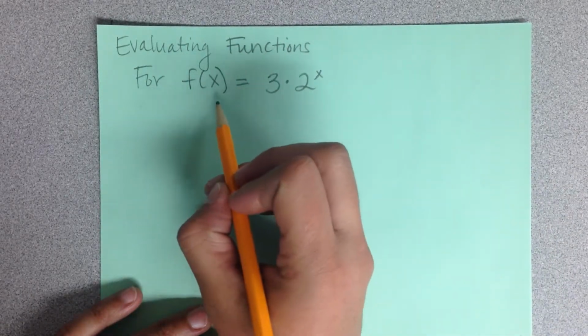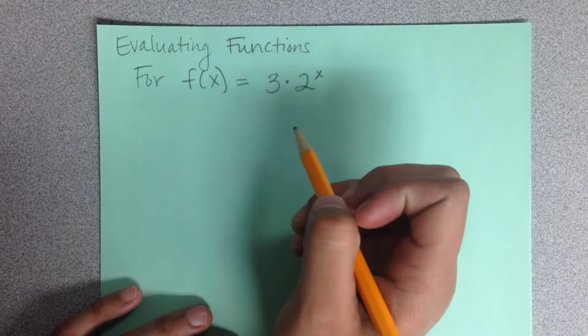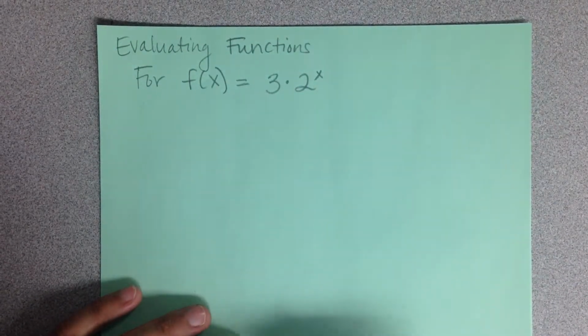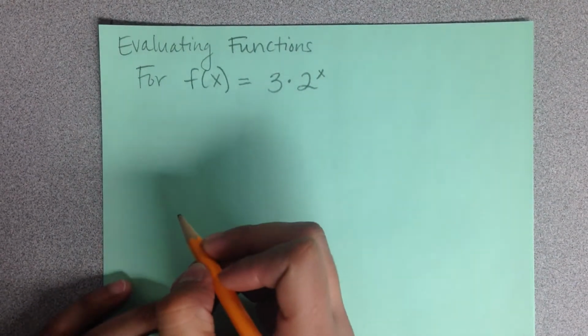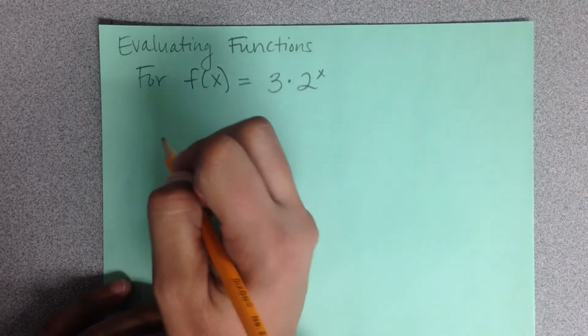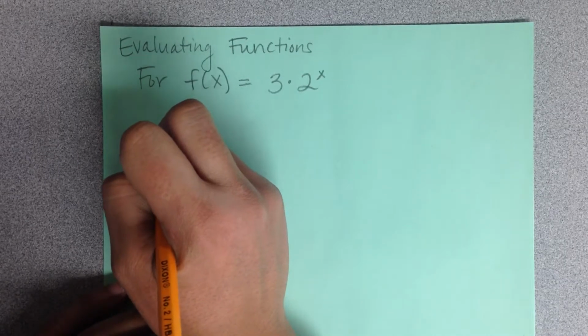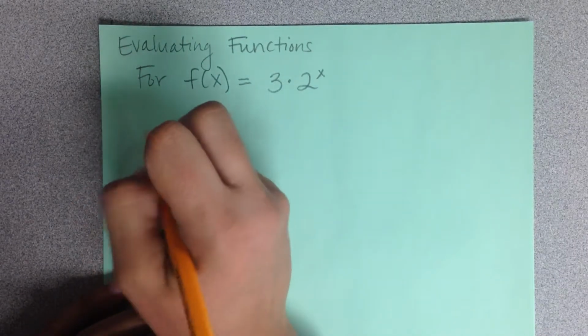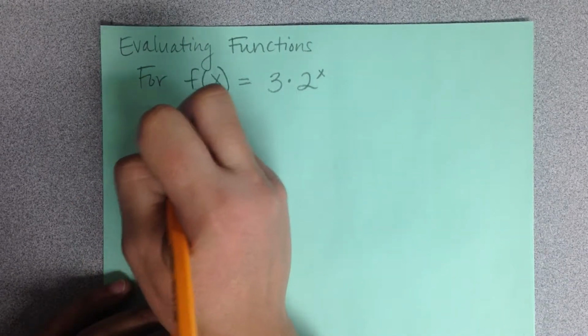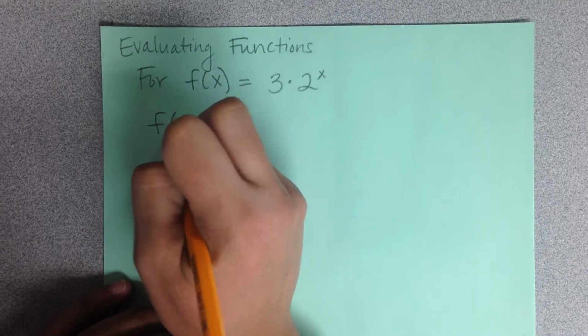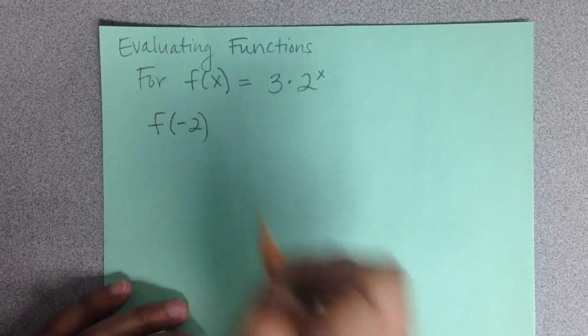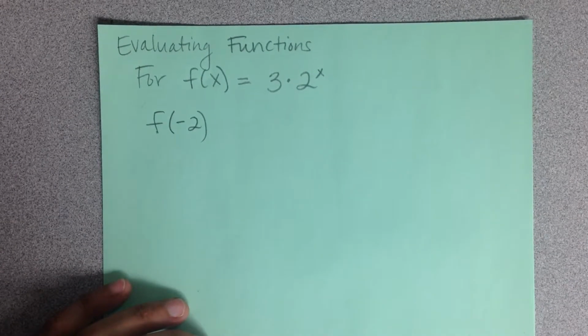So for the given function, f of x equals 3 times 2 to the x, we are going to evaluate the function in two different forms. The first form is, say we are given, for the function f of x equals 3 times 2 to the x, evaluate at f of, we'll say, negative 2. So at f of negative 2, what does the function equal?